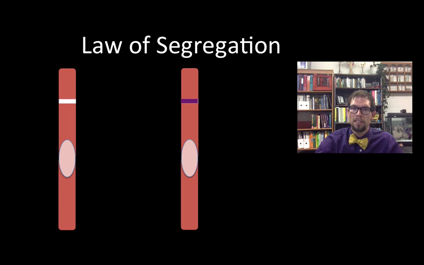The homologous pairs separate during meiosis, and now they're no longer with each other. So it's going to separate, and that produces different gametes, and each of these gametes have an equal opportunity to be fertilized by and bring on the next generation. So the law of segregation is talking about the segregation of the homologous pairs.